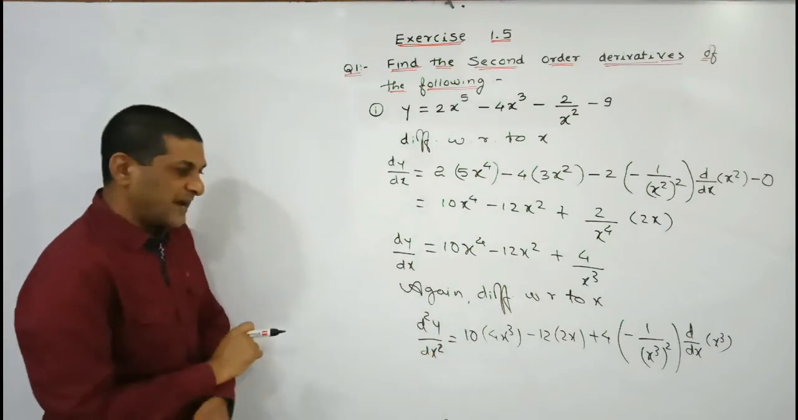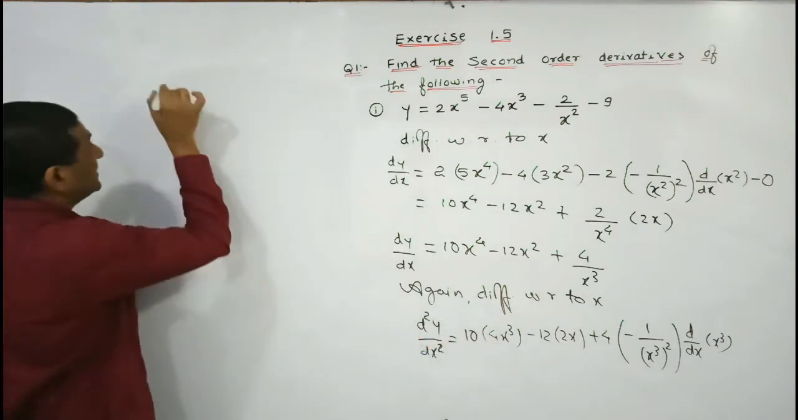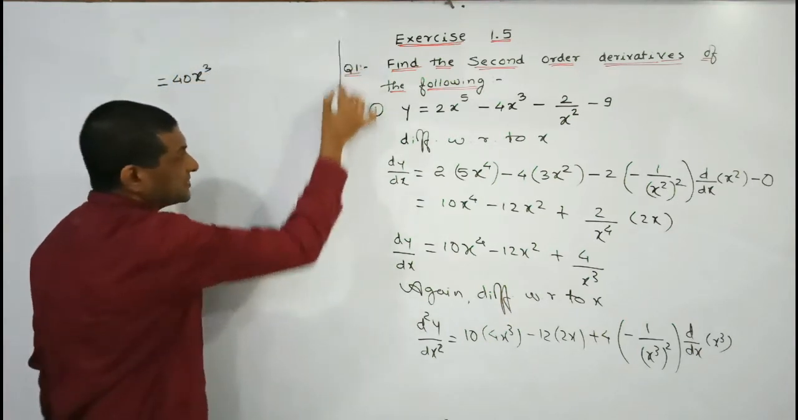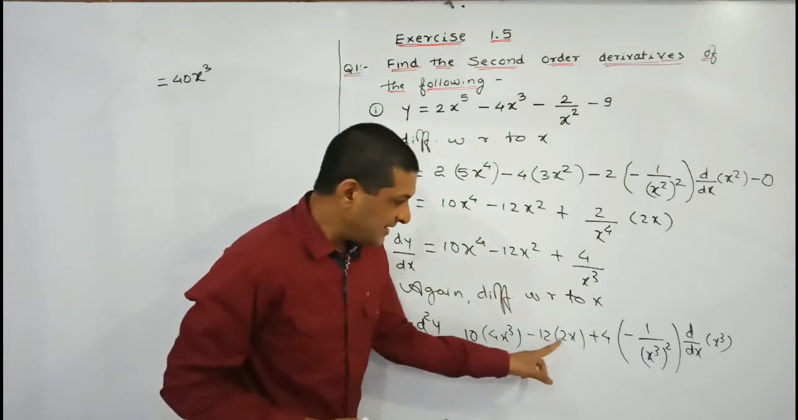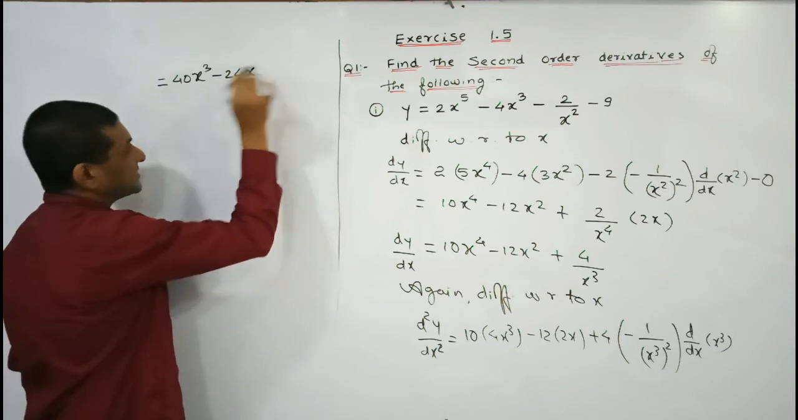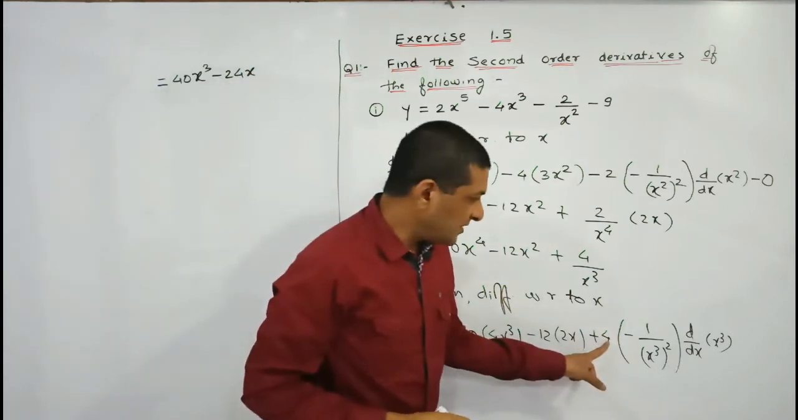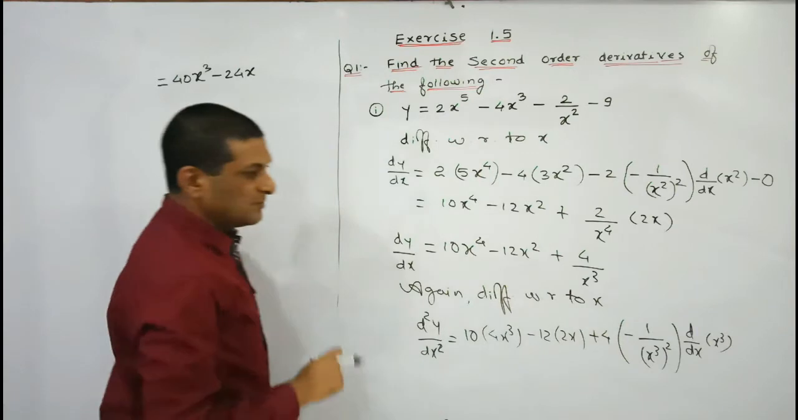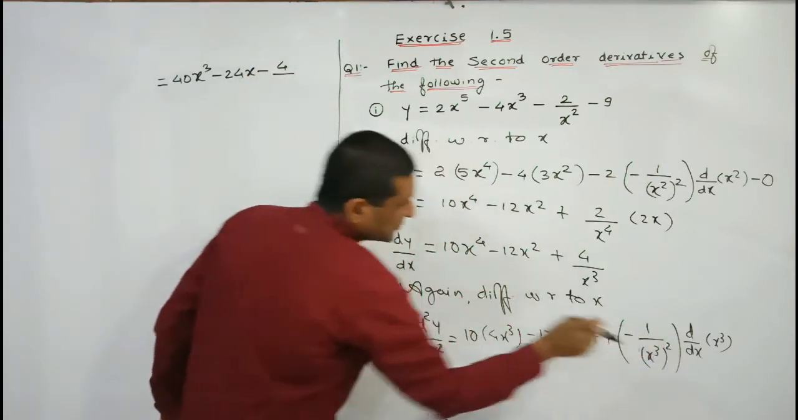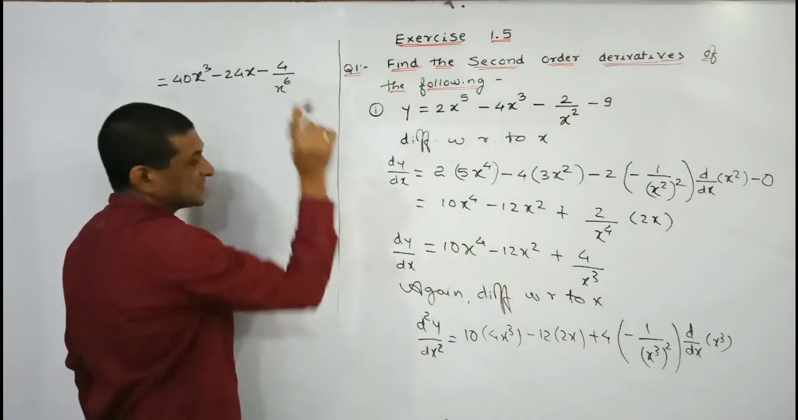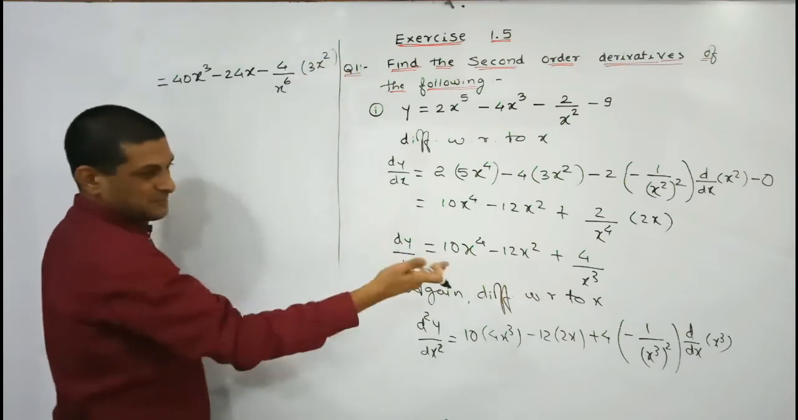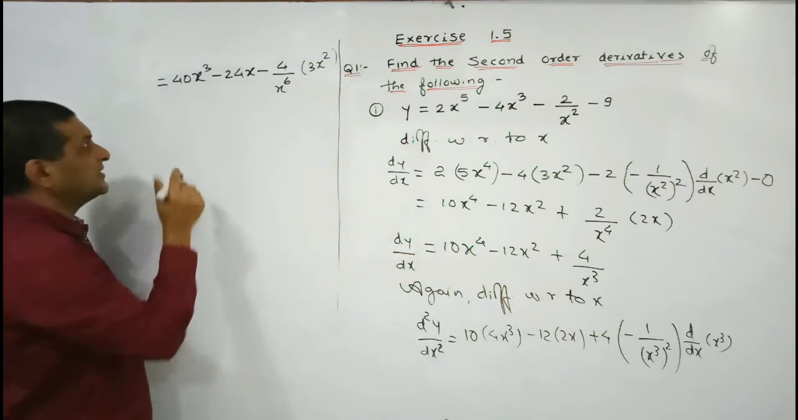Now let us simplify it. 10 into 4 will be equal to 40, so which is equal to 40 x cube. Again check what result we are getting. Minus 12 into 2x will be minus 24x, so minus 24x. Lastly here, 4 into minus 1 will be minus 4. Minus 4 divided by what is the square of x cube. The square of x cube will be x raised to power 6, and the derivative of x cube will be equal to 3x square. We have simply taken the power as a coefficient and decreased the power by 1.